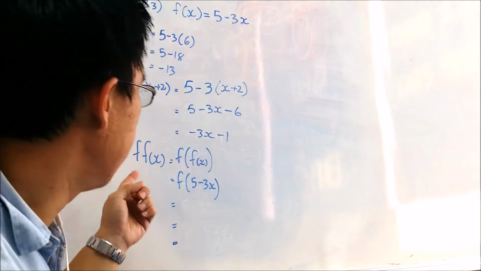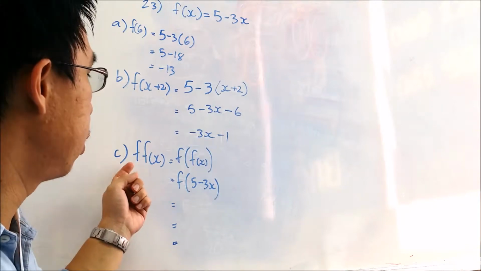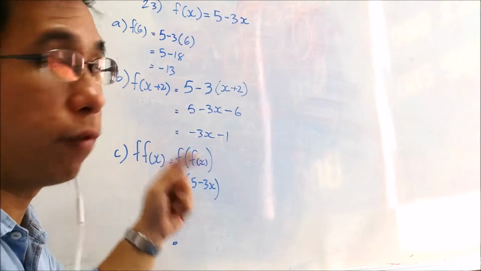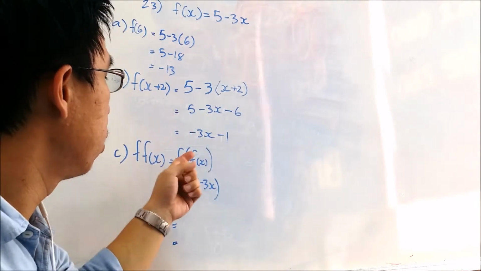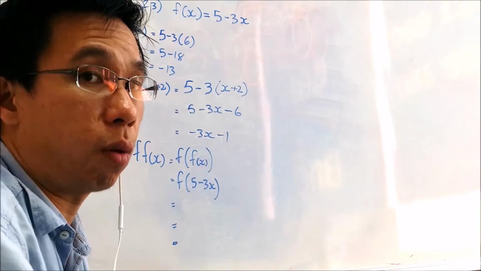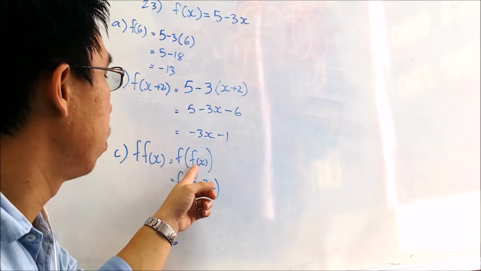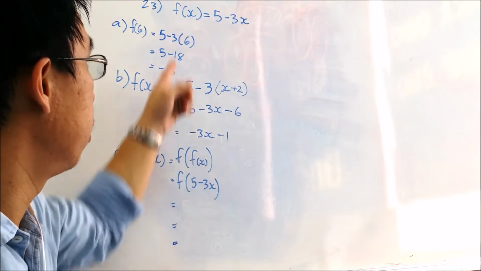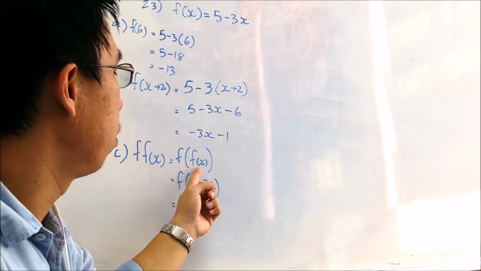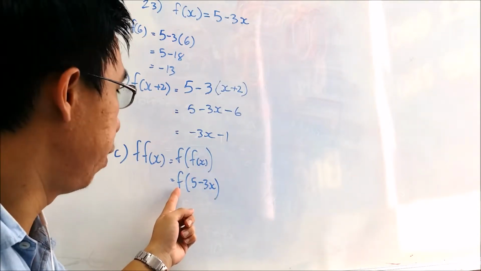For question C, they didn't make any typo. It's f(f(x)), the composite function, one function within another function. In this case, I put one more bracket to make it easier for you to observe the function within the function of f(x). By writing f(x) here, f(x) still refers to 5 minus 3x. So the function f(x), which is 5 minus 3x, goes within the function.